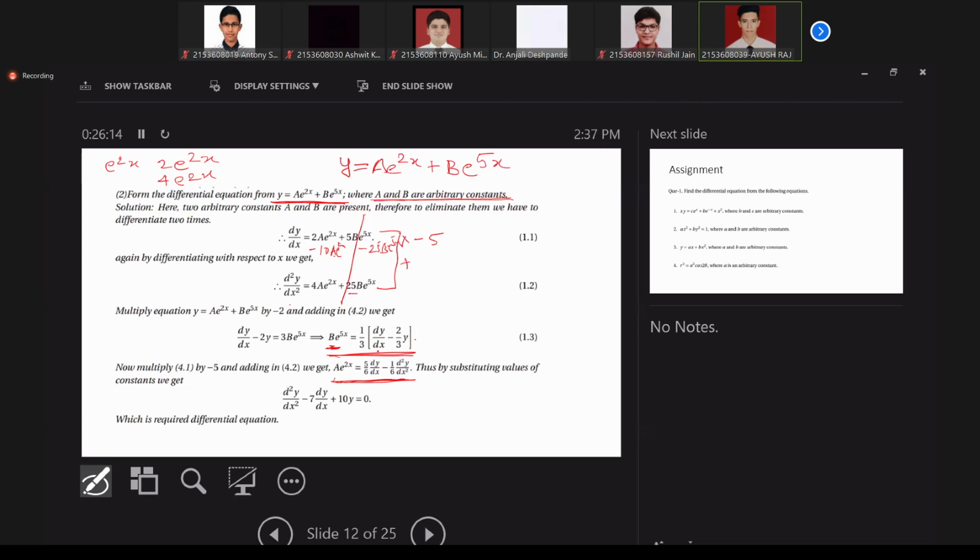Are you getting it? You're following? Yes, ma'am. Then once you have got this b e raised to 5x and a e raised to 2x, you will substitute in the original equation. So this a and b, automatically it will disappear. And once you substitute over here and simplify, this is the required differential equation. Can you do this last part and just check whether you're getting this? You all just try, okay. Just do so much. That means take these values of a e raised to 2x, b e raised to 5x, substitute in this main equation, and tell me if you're getting this final value.